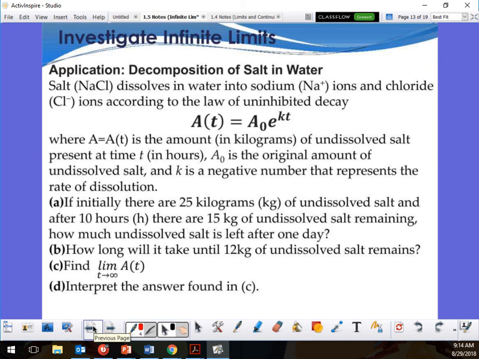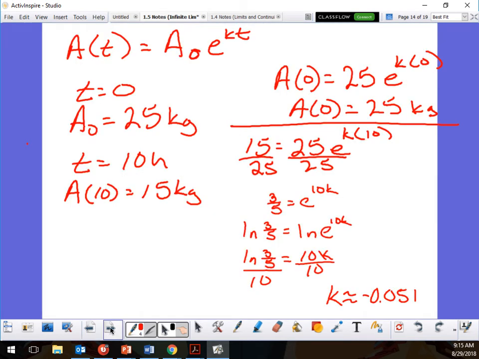So decomposition of salt and water. This is actually dissolving, so therefore it makes it decay. So it's going away, so it should be going down. If it's decaying, it should be going down, right? Okay, so growth, it should be going up, right? Make sense? Okay, good.